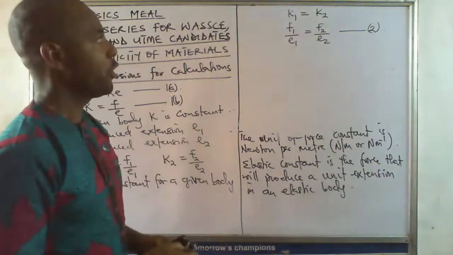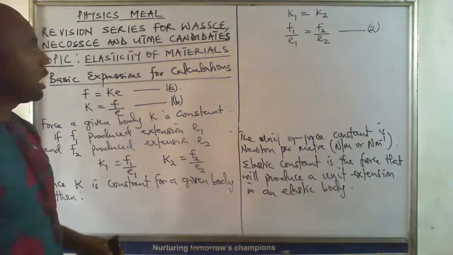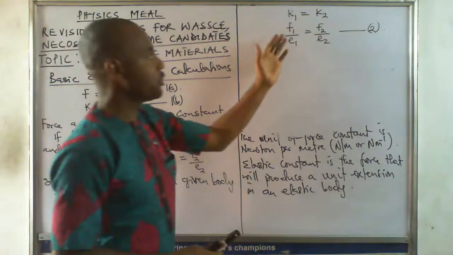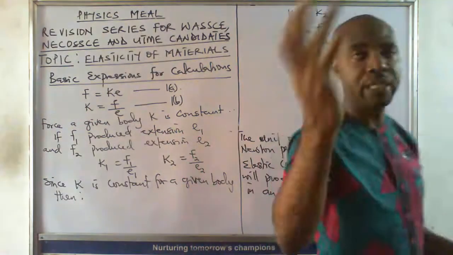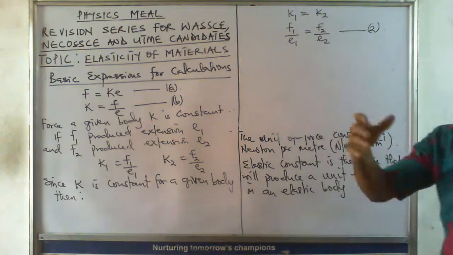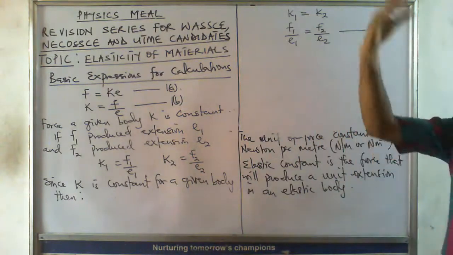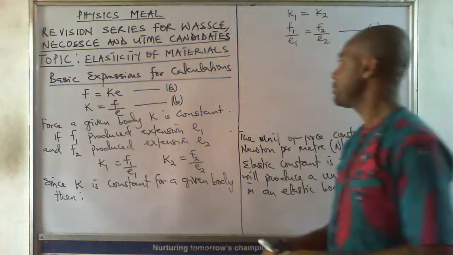That's another expression. So we have equations 1A and 1B, and we now have equation 2. So when we are given two different forces and maybe one extension, we can find the other extension. Or if we are given a force and its extension and another extension, but we don't know the second force, we can use this to actually calculate the force.